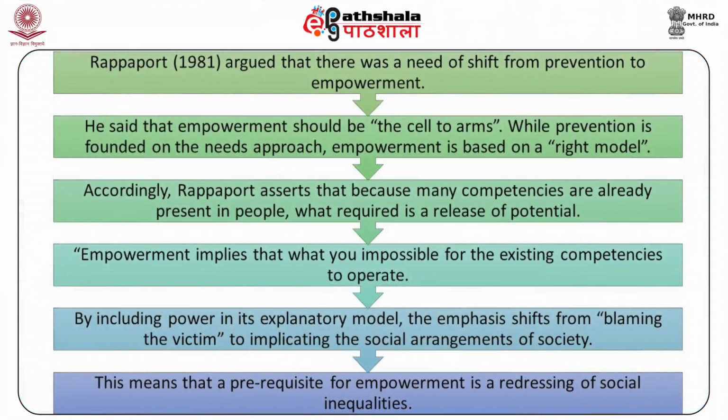Rappaport in 1981 argued that there is a need for a shift from prevention to empowerment. He said that empowerment should be the rallying cry. When prevention is founded on the needs approach, empowerment is based on the rights model. Accordingly, Rappaport asserts that because many competencies are already present in people, what is required is a release of the potential. Empowerment implies that what you thought was impossible for the existing competencies to operate becomes possible.